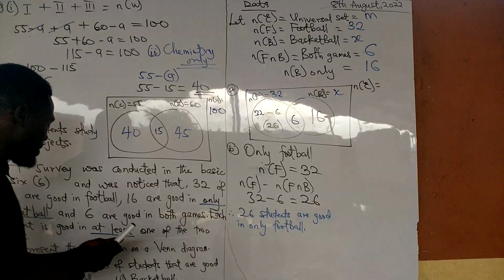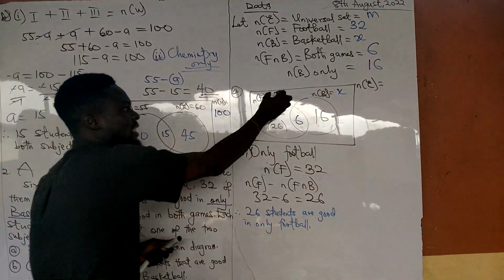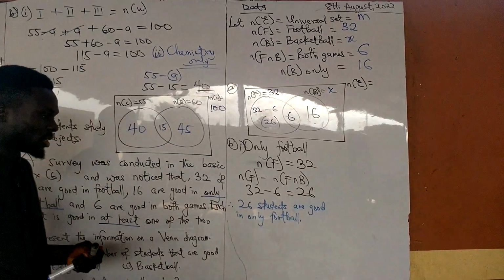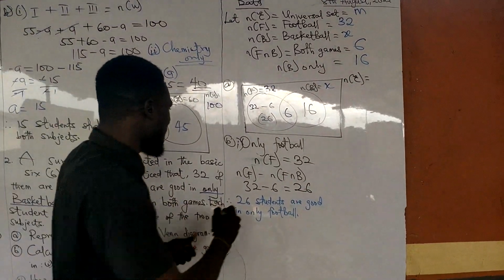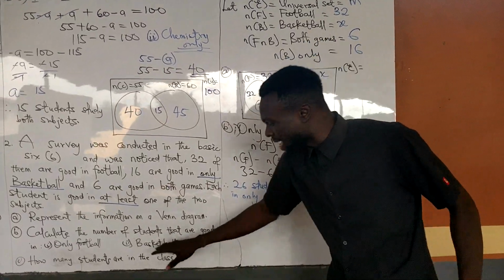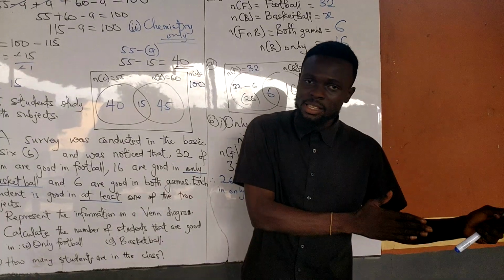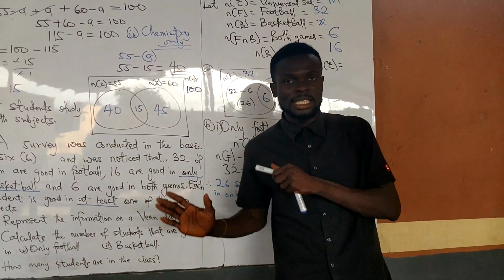So we have the B there, B only, football. So we brought this one and we took away the intersection. Then when you continue to part two, you have to calculate basketball. Now you should know the difference between basketball and basketball only.